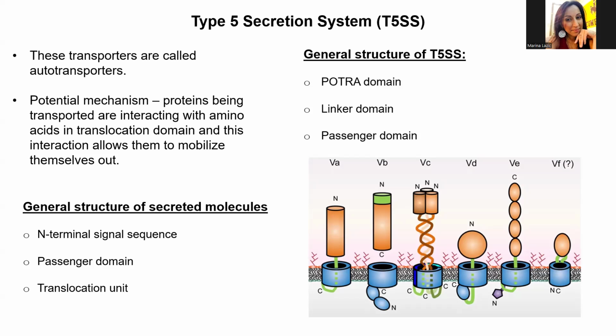As you can see, there are so many different outer membrane structures. Even the inner membrane gets variable, but the general structure is this passenger domain, which is here, the linker, which is here, and this POTRA domain. The POTRA domain is what really makes it so diverse. Again, molecules that are exported can be involved in pathogenesis or in biofilm.